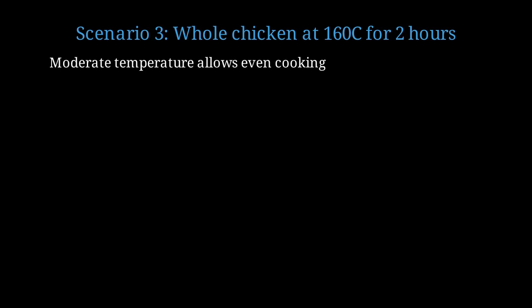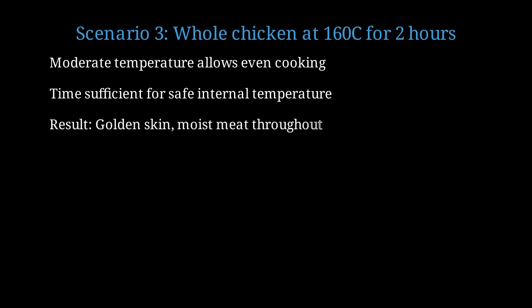Third scenario. Roasting a whole chicken at 160 degrees Celsius for 2 hours. The moderate temperature allows heat to penetrate evenly from the surface to the bone. 2 hours is sufficient for the thickest parts to reach safe internal temperatures above 75 degrees Celsius. The result is golden, crispy skin with moist, fully cooked meat throughout, including at the bone.